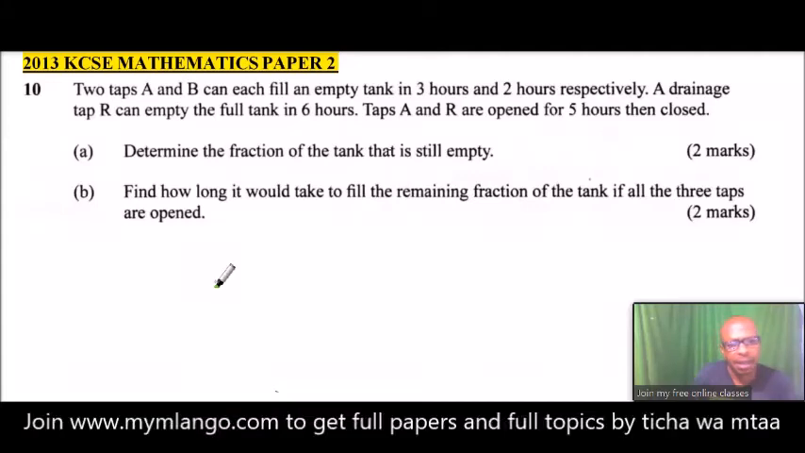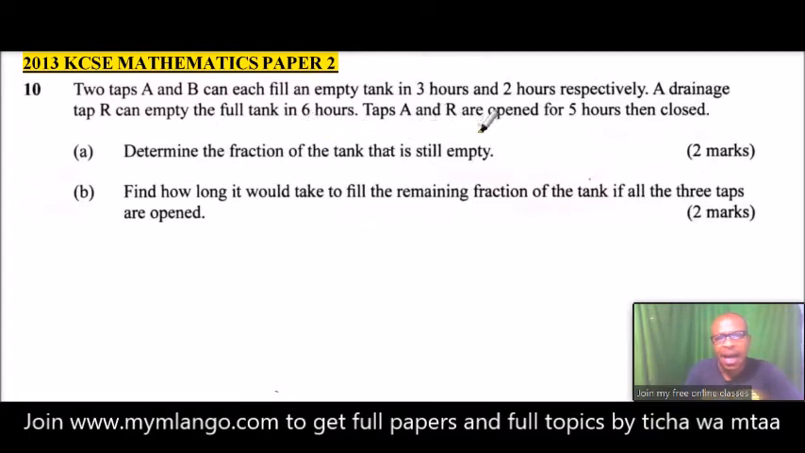Number 10. It's a very simple question. We are told two taps A and B can fill an empty tank in 3 hours and 2 hours respectively. A drainage tap R can empty the full tank in 6 hours.